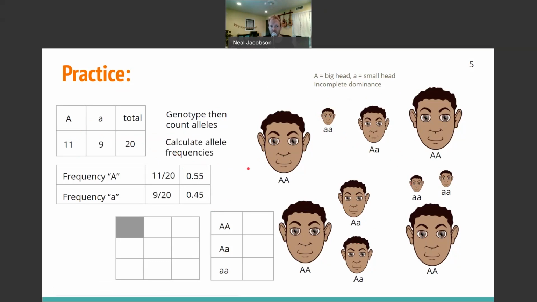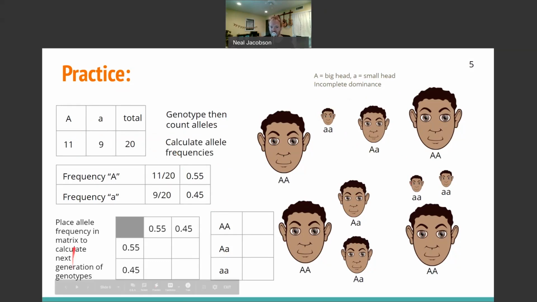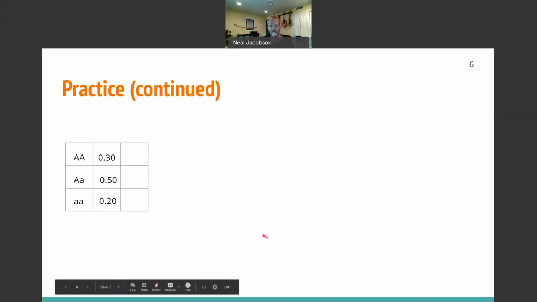How do we calculate the genotypic frequencies? Well, we put our allele frequencies in a matrix. We finish the matrix, and then we put those genotypic frequencies over here. So the big A big A is 0.3. The big A, little a, or heterozygotes, are 0.5. And then the little a little a are going to be 0.2. And to check our work, do these add up to 1? The answer is yes.